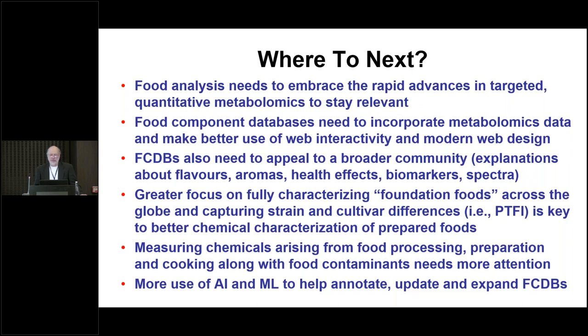We also need to think about measuring chemicals from food processing, cooking, and frying, preparation, along with the food contaminants that often arise from preparation or what are added or inadvertently added to our food, whether it's in the field or in the preparation facilities. I think we also have to embrace developments in machine learning and artificial intelligence to continue to update and annotate and expand what's in these composition databases. So I think there's a lot of modernization that needs to be embraced, and hopefully some of the things I've described are our first steps to doing that.